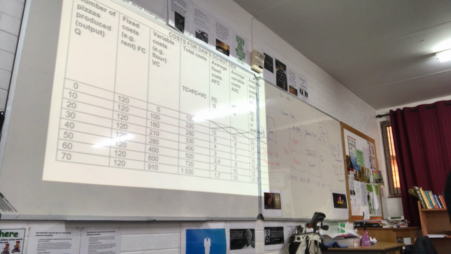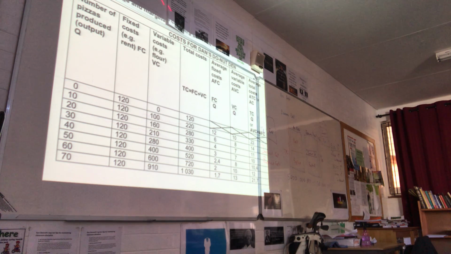It's getting a bit more interesting. Have a look. So here we're looking at the cost of Dan's donut den. And here he's now producing pizzas in his donut den. If you look at the left-hand side, that's the quantity. It starts from 10 up to 70 pizzas a day. The fixed cost, the rent, stays at 120. Variable cost is 100, 160, 210, 280, up to 910.